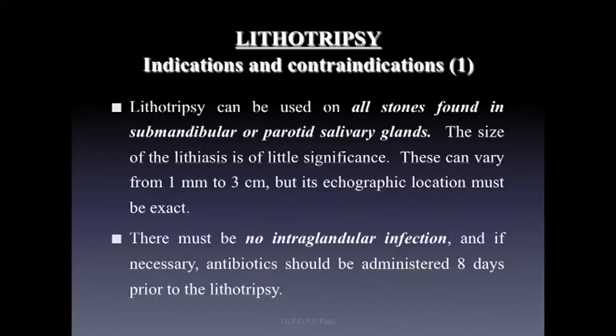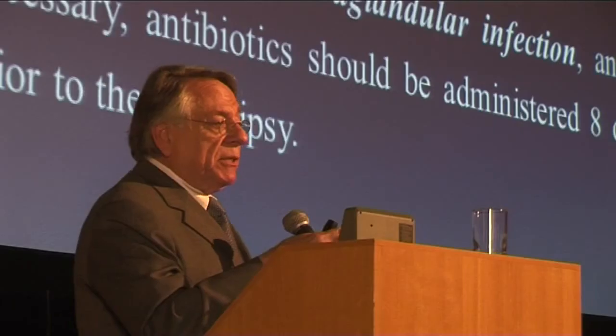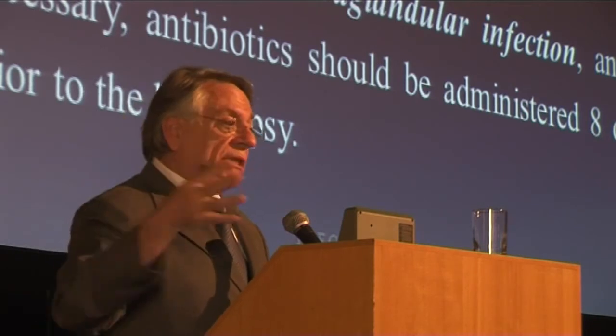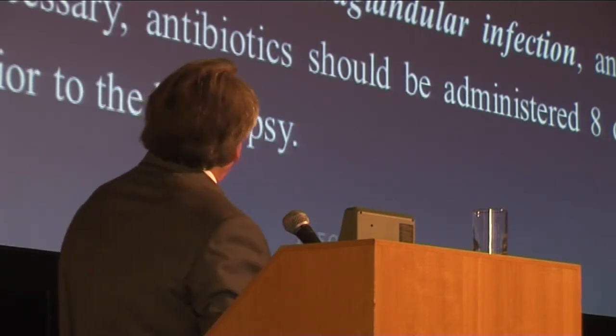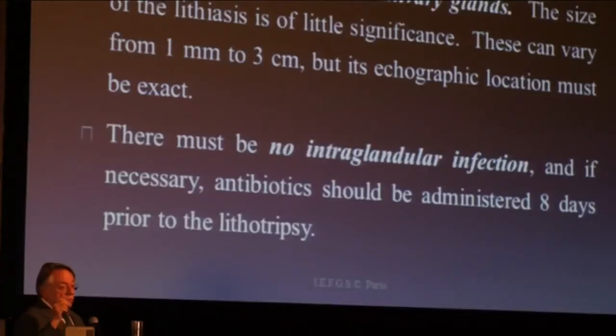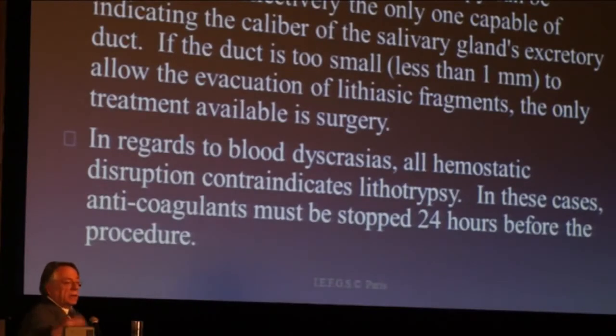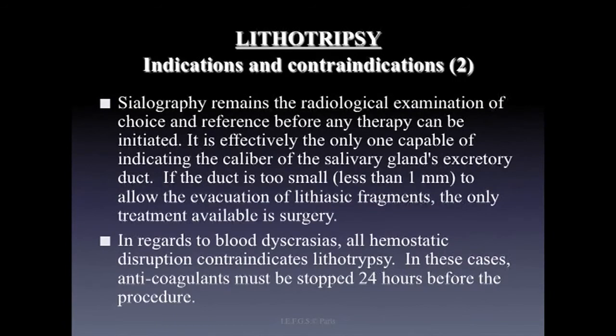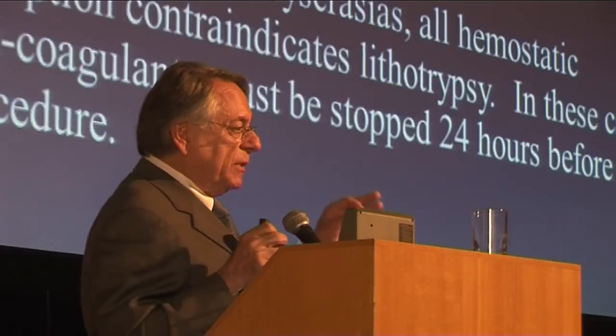Well, lithotripsy can be used on all the lithiases found in the submandibular gland or parotid gland. The size is not important. It's from 1 millimeter, or less than a millimeter, or 1 centimeter, 2 centimeters, 3 centimeters. The only thing is to visualize the stone with the ultrasound. So you must know how to do the ultrasound examination. And the contraindications are only infection and a problem with blood dyscrasia. Here also, we use the sialography before doing the lithotripsy, because if the duct is too thin, we have to know that the fragments will stay inside the gland.